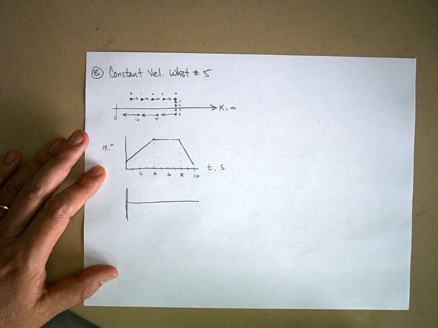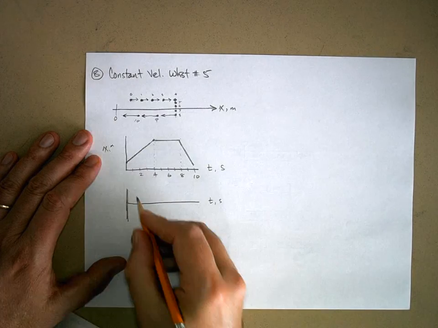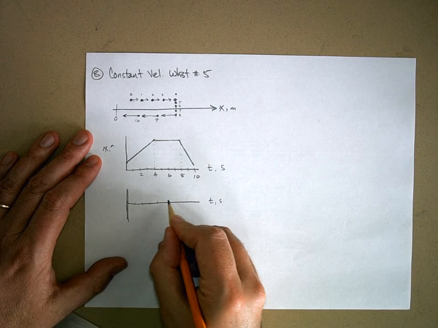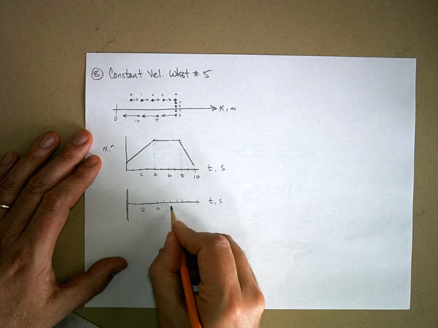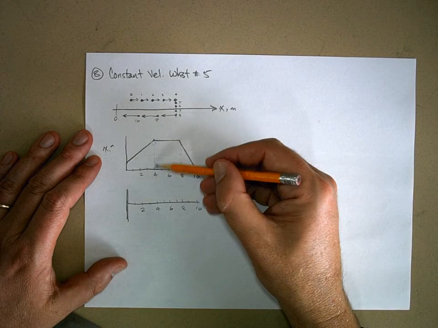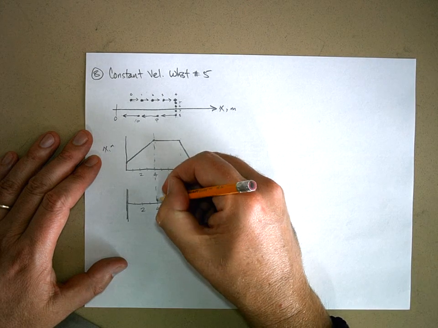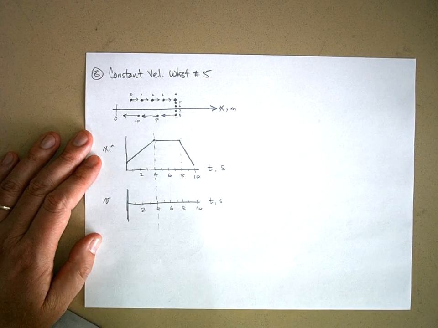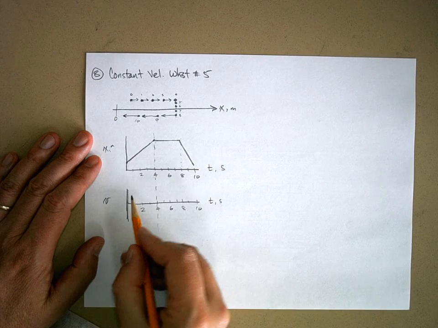Let's make it a kinematic stack. That is my time in seconds: 2, 4, 6, 8, 10. Between 0 and 4 seconds, let's bring this down. What was my velocity like? Well, it was positive and constant.